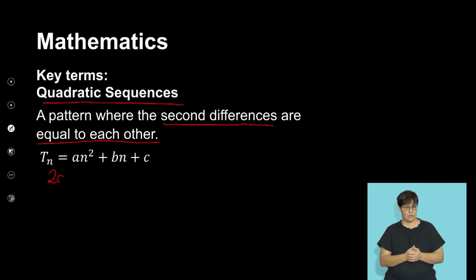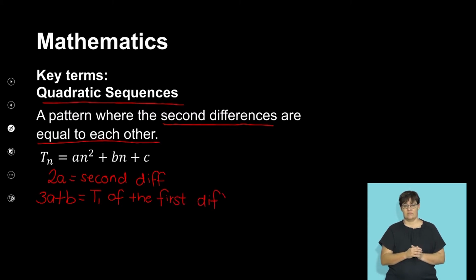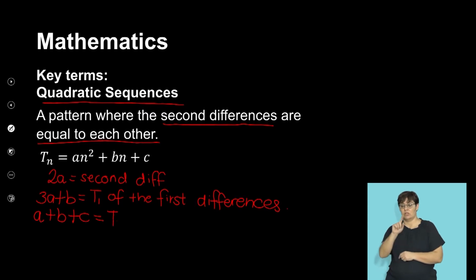We will take 2a and equate it to the common second difference. Then we will take 3a plus b and equate that to term 1 of the first differences. And lastly, to find the value of c, I will use my a and b values. a plus b plus c is equal to term 1 of the quadratic pattern.